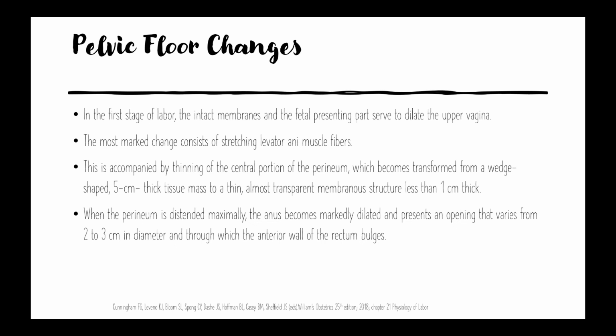In the first stage of labor, the intact membranes and the fetal presenting part serve to dilate the upper vagina, and the most marked change consists of stretching levator ani muscle fibers. This is accompanied by thinning of the central portion of the perineum, which becomes transformed from a wedge-shaped 5 cm thick tissue mass to a very thin, almost transparent membranous structure less than 1 cm thick. When the perineum is distended maximally, the anus becomes markedly dilated and presents an opening that varies from 2 to 3 centimeters in diameter and through which the anterior wall of the rectum bulges.